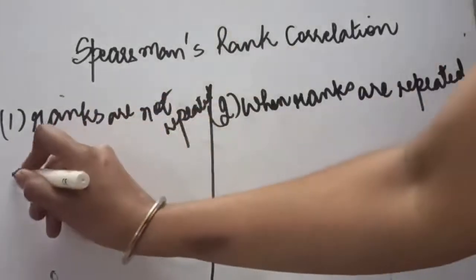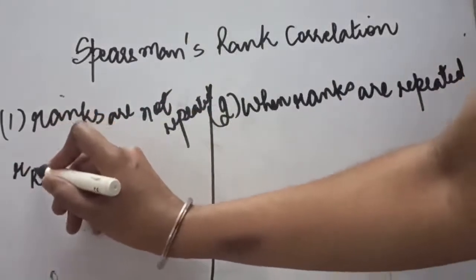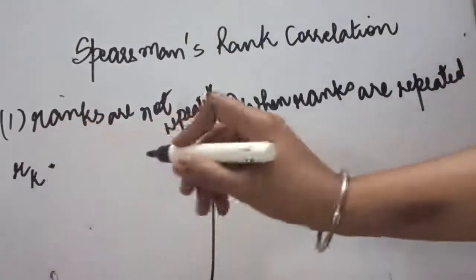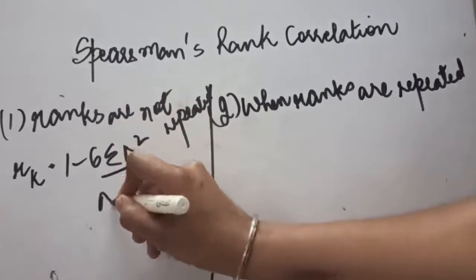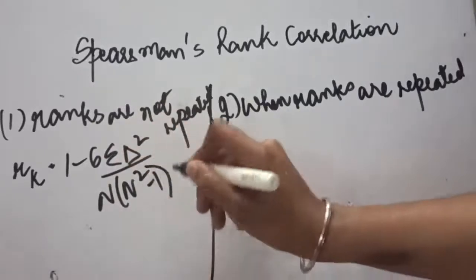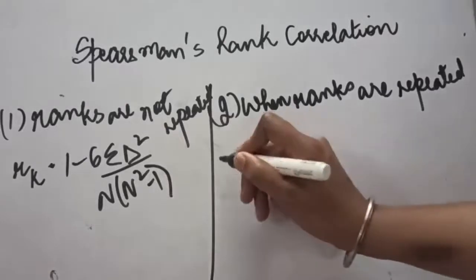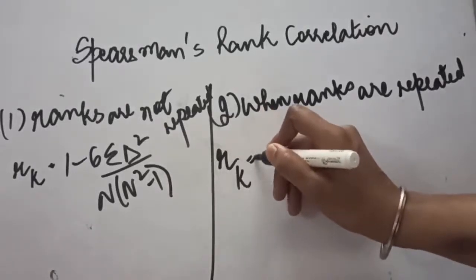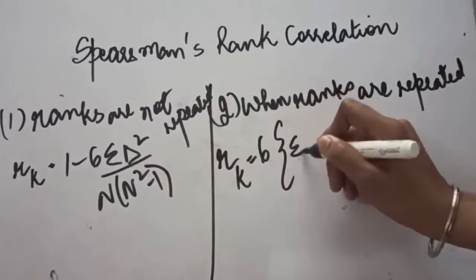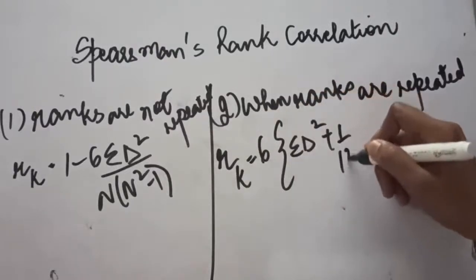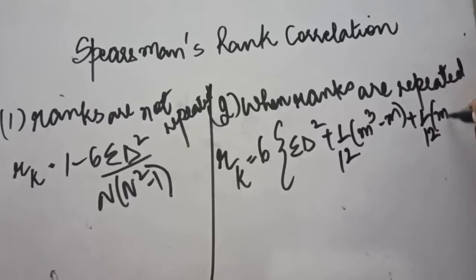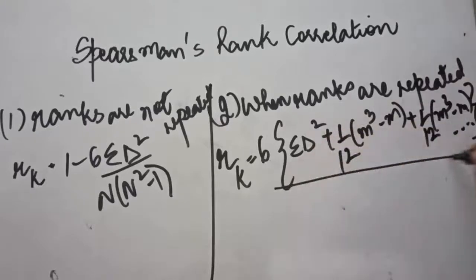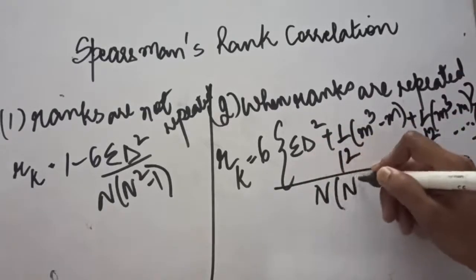So when ranks are not repeated, in that case the rank correlation, here we will just denote it as Rk, will be calculated as 1 minus 6 sigma d square divided by n into n square minus 1. This formula we will use. And when ranks are repeated, we will apply a different formula to calculate the rank correlation, that is 6 in the bracket sigma d square plus 1 upon 12 m cube minus m plus 1 upon 12 same m cube minus m, and it may continue as much as required, whole divided by n into n square minus 1.